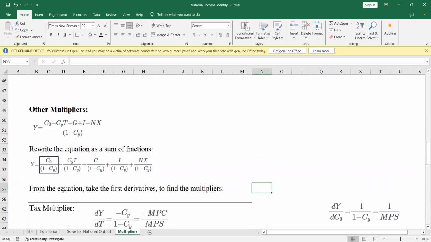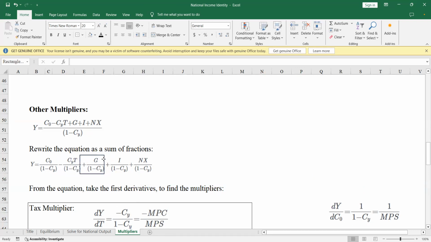Then consider the tax multiplier, the second term of the equation. Don't forget the minus sign in the second term. So the tax multiplier is minus CY divided by 1 minus CY, which is minus MPC over MPS. So the tax multiplier is minus MPC divided by the MPS. It's a fraction of how much you will consume to how much you will save.